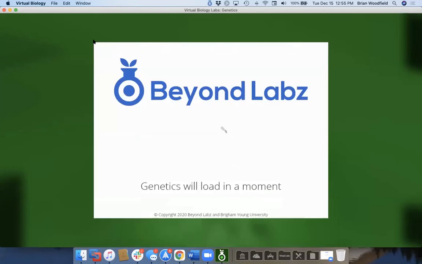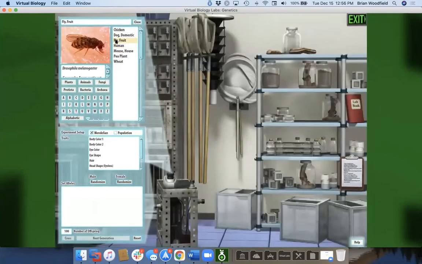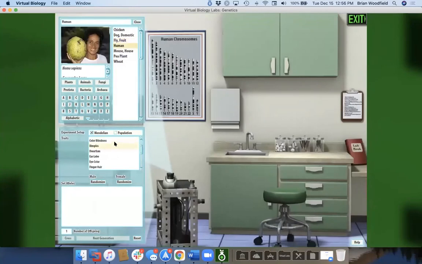Genetics. So in the genetics lab, what we have is, again, species. We have a much smaller collection of species here, but these are key important genetic models. So we can pick fruit fly, for example. And down here, we have a series of traits associated with that species. So for human, we have a whole bunch of different traits, and for fruit flies.